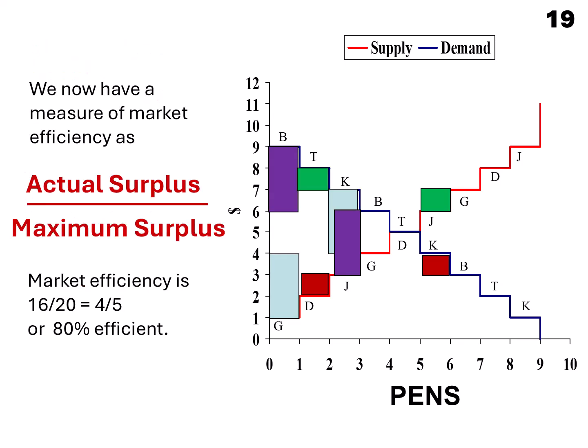Slide 19. We can divide actual surplus by the maximum surplus, and we see the market, based on the trades we examined, is 80% efficient. Notice this is calculated as $16 divided by $20, which equals 0.8. We can make 0.8 a percentage by multiplying it by 100, giving us 80%.